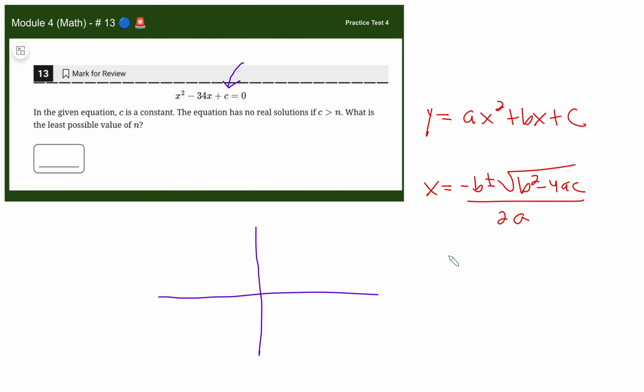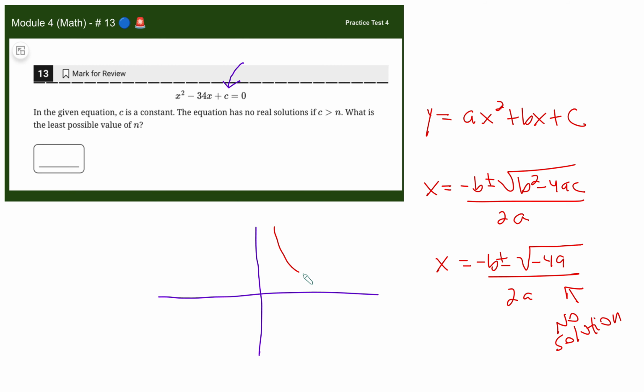And look what happens if just the root part is, let's say, negative. So if you have x equals negative b plus or minus the square root, and I'll just make up a number, like let's say negative 49. Okay, so if the number that's in here is negative, well, you can't take the square root of a negative number. So that would mean this right here has no solution. And remember, no solution is when the graph does not touch the x-axis like that.